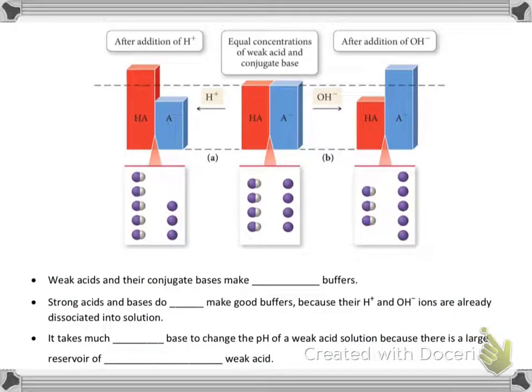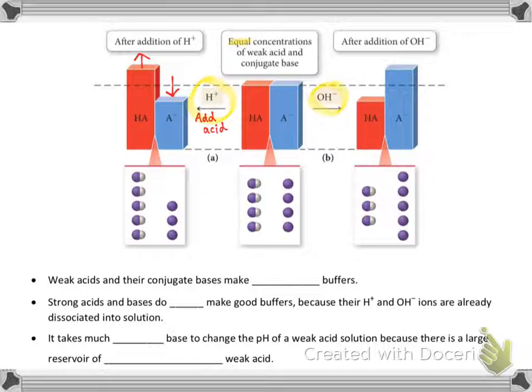An ideal buffer has an equal concentration of weak acid and conjugate base, which means it's available to neutralize added base or acid. So if we add some protons, which means we're adding an acid, some of the conjugate base is going to neutralize it. And so we're using that up. But then, as that gets used up, it's producing more of the weak acid. And the other way around.